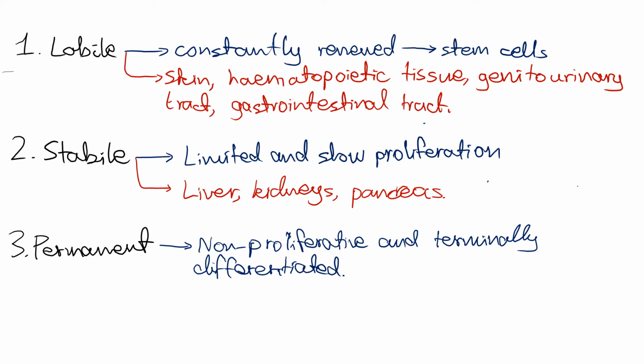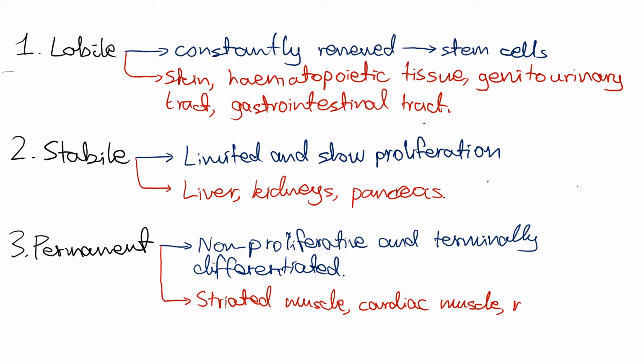Now, what are some examples of this tissue? Well, it's quite ironic in that permanent tissue is in fact present in a lot of the organs which are very important to the body. Examples include striated muscle cells, so skeletal muscle, also cardiac muscle, which is present only within the heart, and lastly, also neurons, which are present within the brain.